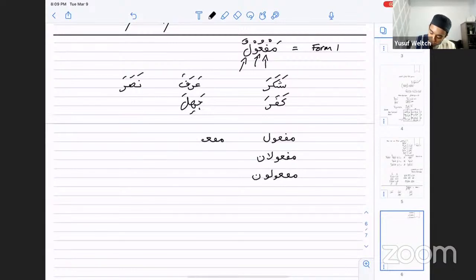Maf'ulatun. Right, so if I wanted to say Aisha is known, how would you say that in Arabic? Anyone? عائشة معرفة. Ma'rifa? Ma'rifa is a root noun. Close though. Ma'rufa. Right? معروفة. I made a mistake here. Yes, correct. Maf'ulatani. And then maf'ulatun.